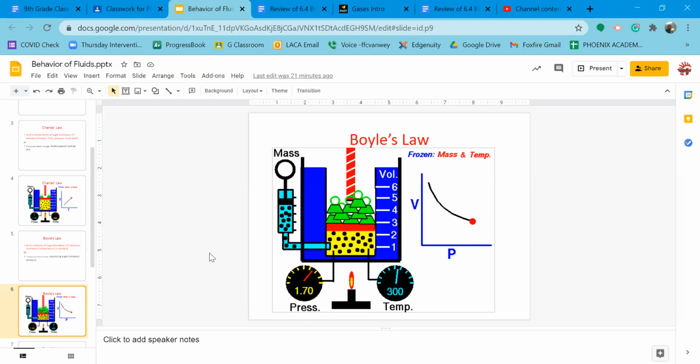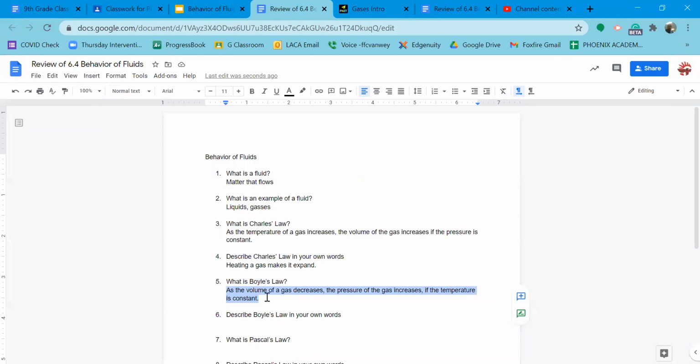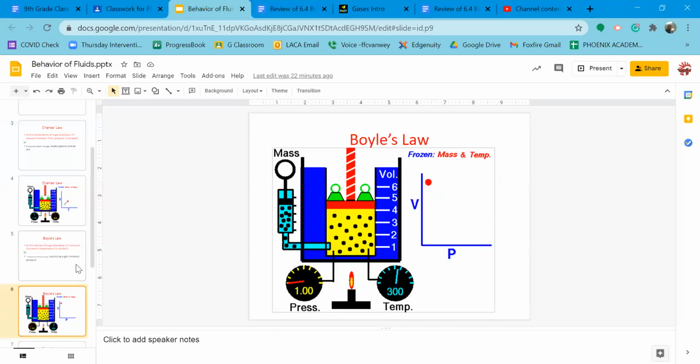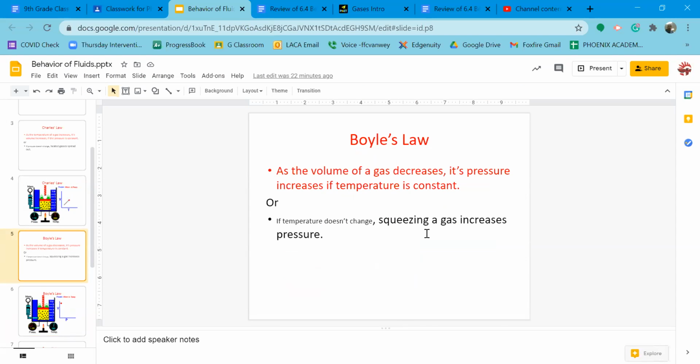Remember from an earlier section, from section 6.2, I believe, maybe 6.3, that pressure is the amount of force that matter applies to something. So as we decrease the size of a fluid, it applies more pressure, it applies more force to this pressure gauge. And in our own words, we can say that squeezing a gas increases its pressure. We see that squeezing a gas increases its pressure.